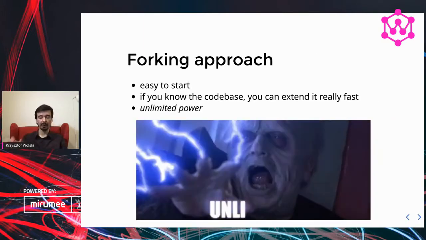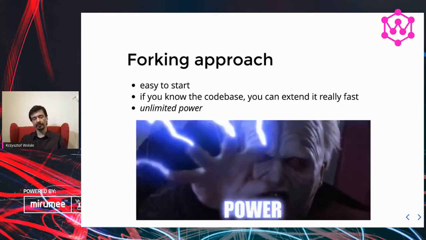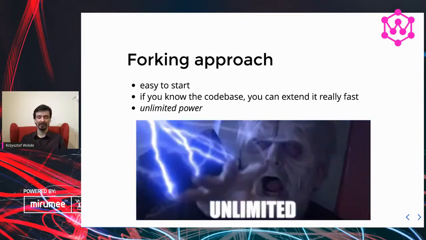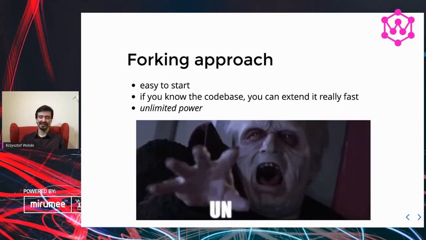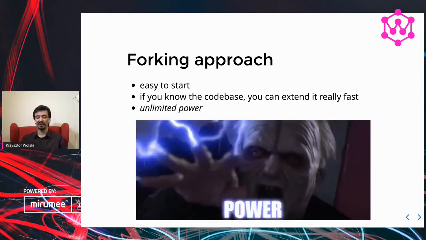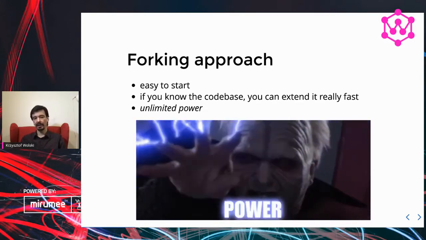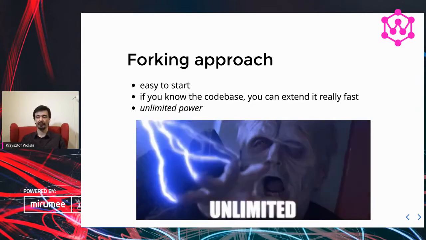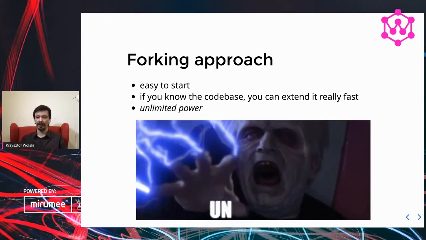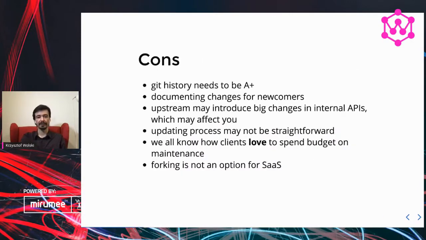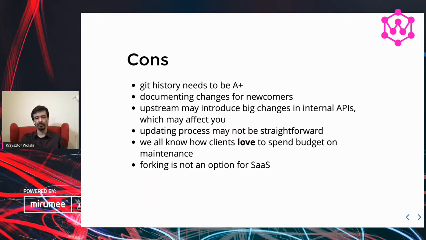What we used to do is a forking approach. We just clone the repository, take developers and requirements, and we start changing it. If you know the code base, then it's easy to start, and you can change everything you want, however you like, and whatever your client needs. But it has a few cons. You need to be very precise with your Git history. Also, you need to document what you've changed in your fork.